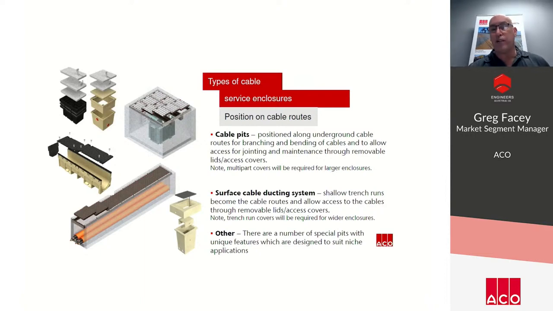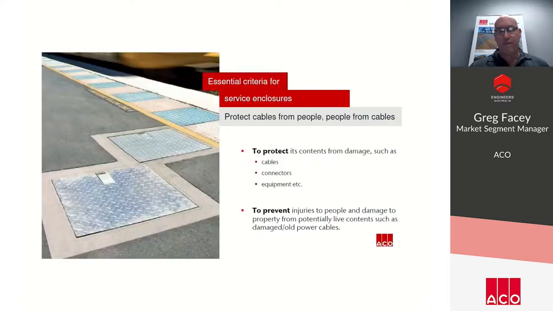And there's also a number of specialist pits and enclosures that are available, and these have unique features which are designed to suit niche applications. So a cable enclosure is designed to protect its contents, cables, connectors, equipment, etc., against external influences. So the structure also needs to act as a shield to prevent its potentially live contents from causing damage and injury to passers-by. So we want to prevent injuries to people and damage to property from potentially live contents, particularly with damaged or old power cables.